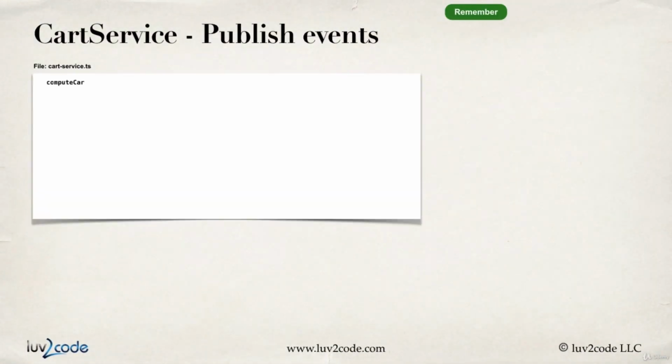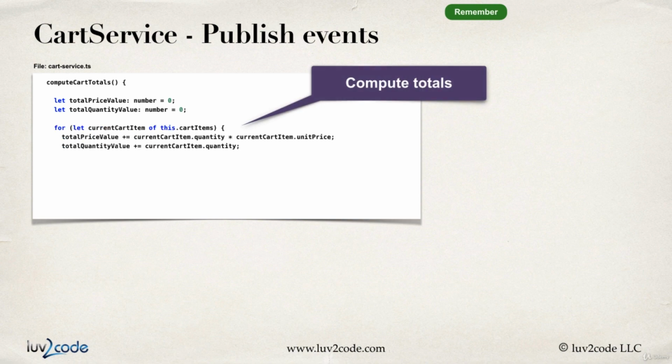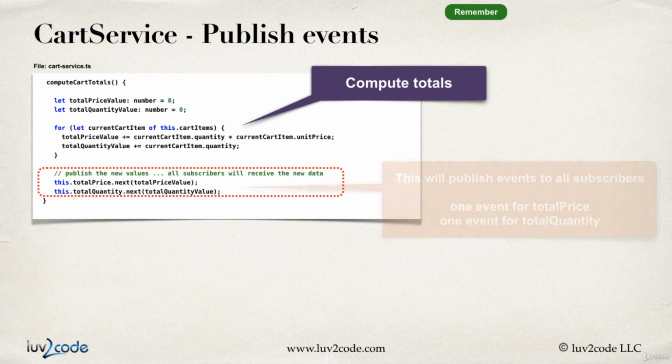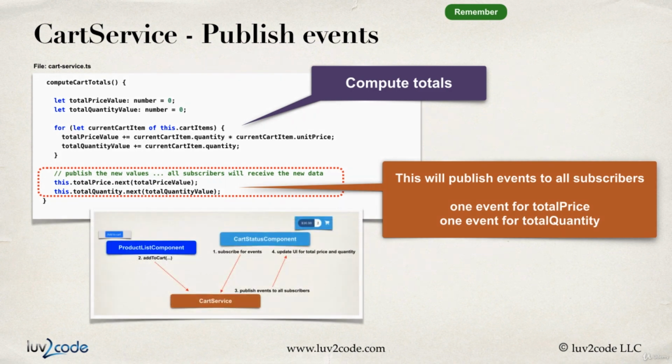So now with the cart service to actually publish events, in our cart service, we had this method computeCartTotals. We'd set up a price and a quantity value. We'd simply do a little for loop through all of our cart items to compute the totals, doing the math accordingly. And then we publish the new values so all subscribers will receive the new data. So at the bottom here, I have this.totalPrice.next, total price value, this.totalQuantity.next, total quantity value. So this will actually publish the events to all subscribers, one event for total price and one event for total quantity. And so this will accomplish step 3 here of publishing those events to all subscribers.